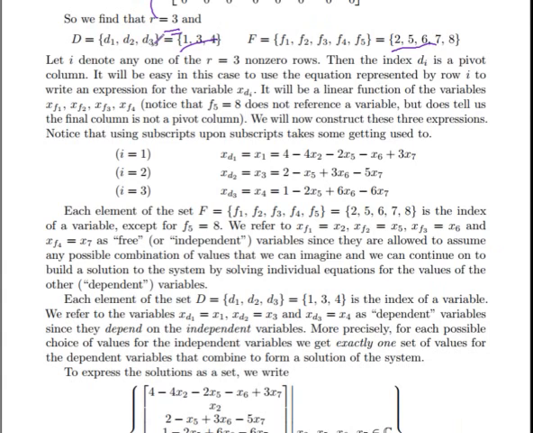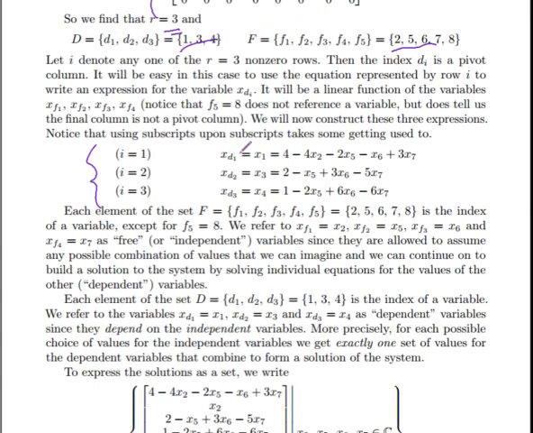Now, each one of the pivot columns corresponds to a variable. Here we have D1, D2, D3. It corresponds to x1, x3, and x4. And the procedure we're going to use is we're going to solve for these 3 variables, x1, x3, and x4, in terms of the other variables. Now, what are the other variables? Those are the variables that have these indices, x2, x5, x6, x7, and x8.